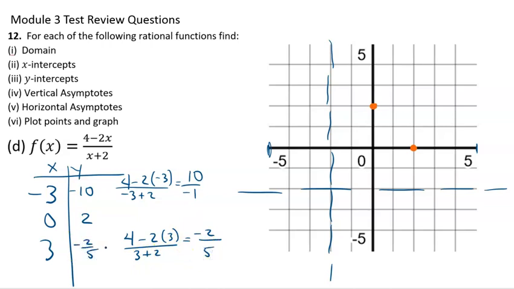Once again, I'm trying to plot 10 on a graph that doesn't have a 10 on it. So I'm going to do the best I can. (-3, -10). Way, way, way down here. I'm just going to put it there for pretend. Okay.